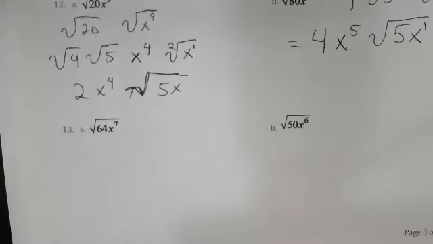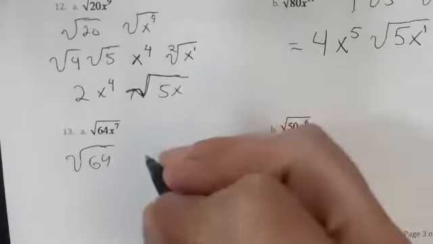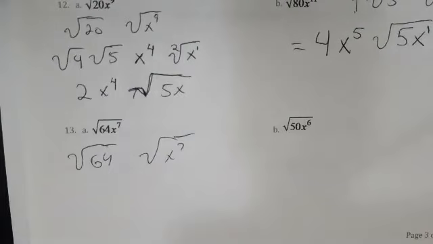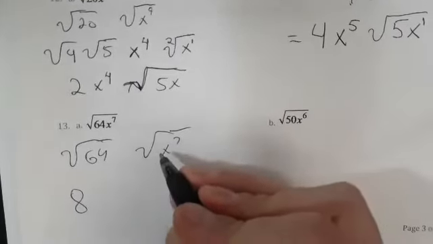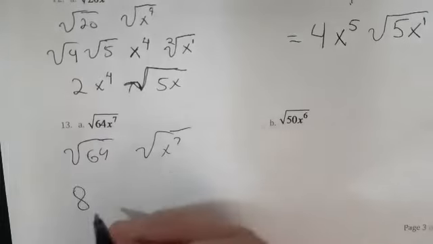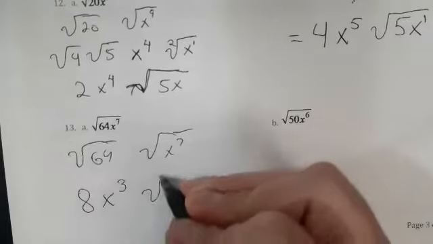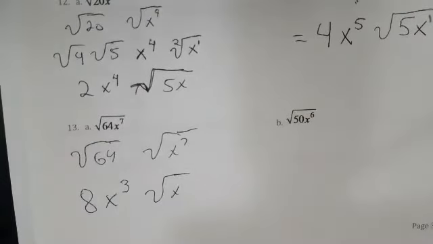We want to look at 64x to the 7th. So right away I'm looking at 64. That looks like an even square root. Nice. We have a root 64 is 8. We're doing x to the 7th. We divide 7 by 2. The remainder of 1. On the outside, the remainder of 1 on the inside.